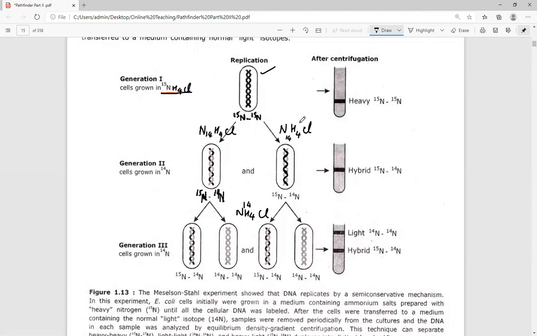Okay, so here you have taken N15, N15 type, you got N15, N14, N15, N14. In the next cycle, you again took N14 type, you get N15, N14, N14, N14, N15, N14, and N14, N14. So these are the different double-stranded DNA molecules which have been produced. This is the heavy nitrogen, this is the hybrid, this is the light, and this is the hybrid.